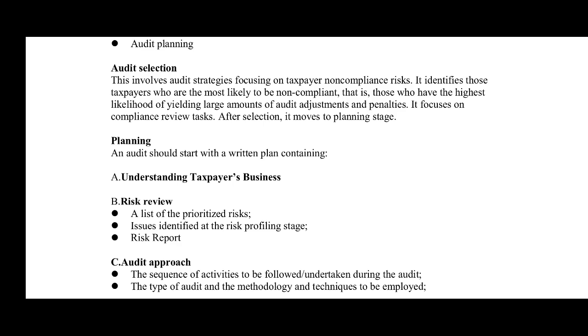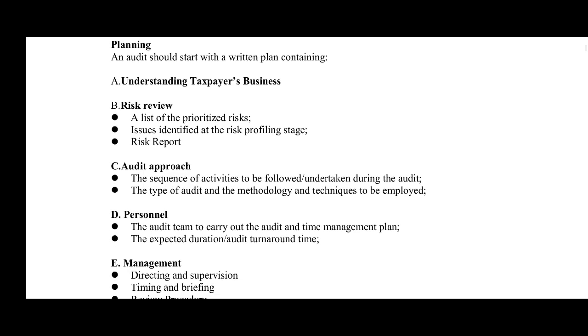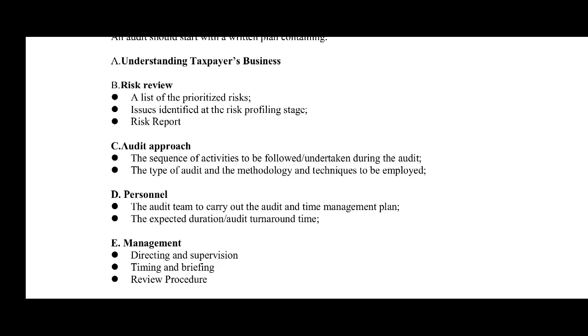After selection, it then moves to the planning stage. So the planning would mostly start with a written plan containing one, an understanding of the taxpayer's business and environment, and two, a risk review, which will contain a list of prioritized risks, issues identified at the risk profiling stage, and a risk report.